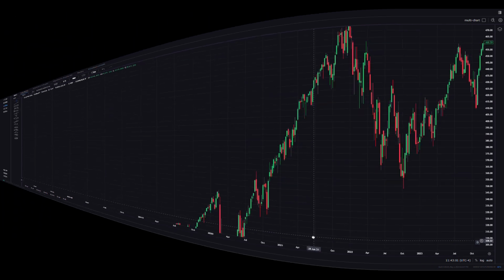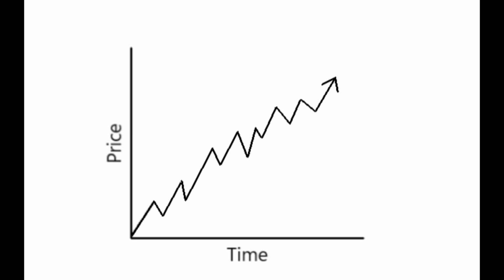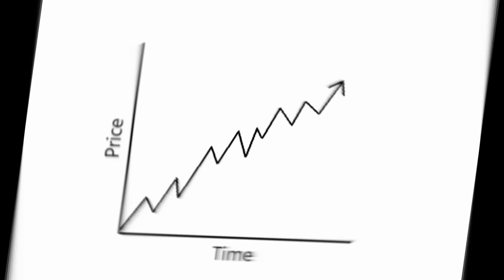Example: in an uptrend, prices consistently make higher highs and higher lows as they ascend over time. Each successive peak reaches a higher level than the previous one, while each trough also rises above the preceding low.